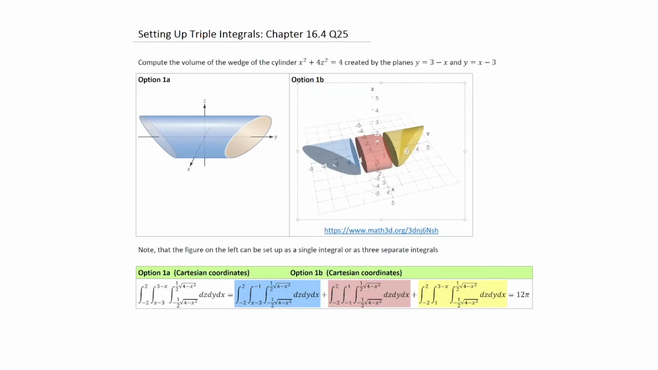All right, so let's look at some of the questions in the book. This is question 25 from chapter 16.4. The question asks you to compute the volume of the wedge of the cylinder x squared plus 4z squared equals 4, created by the planes y equals 3 minus x and y equals x minus 3.